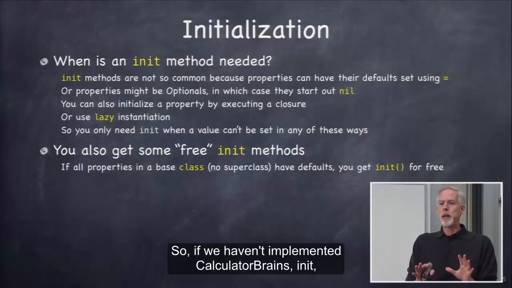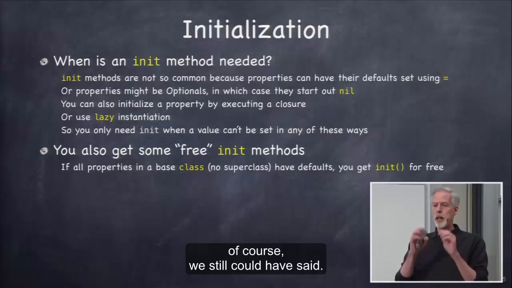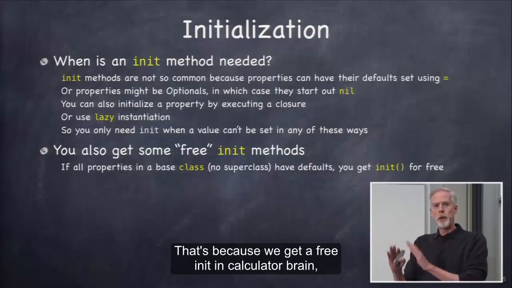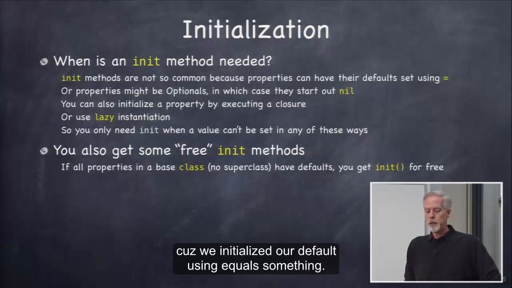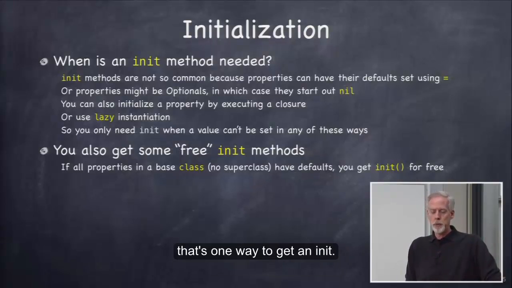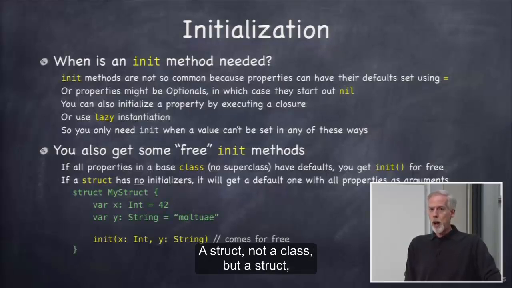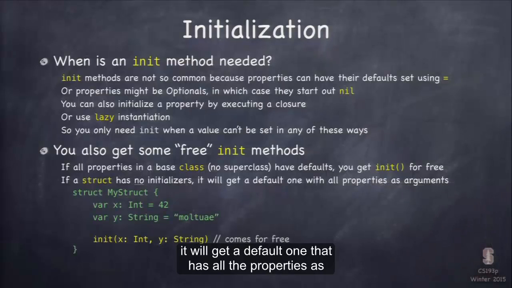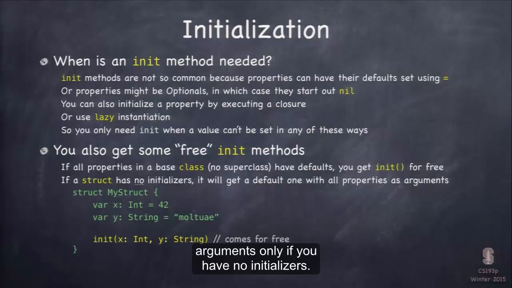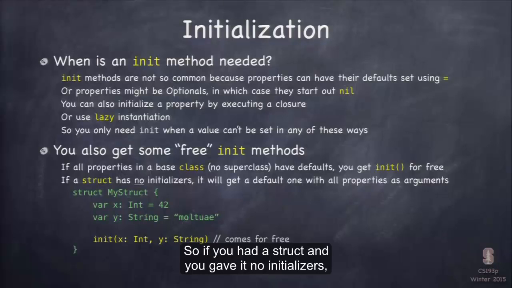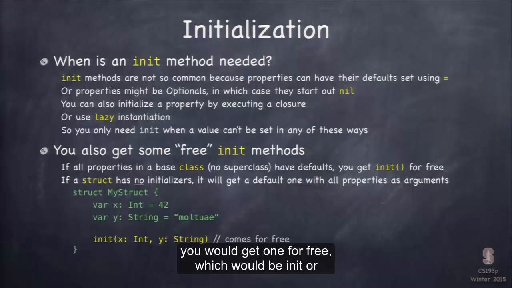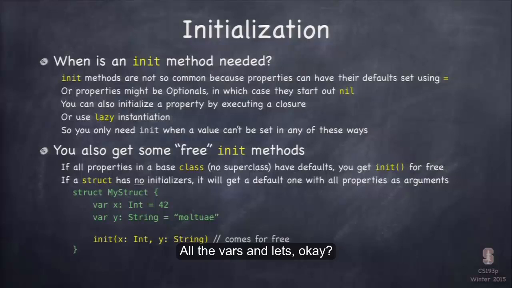So if we hadn't implemented calculator brain's init, of course we still could have said brain equals calculator brain parentheses. That's because we get a free init in calculator brain because we initialized all our defaults using equals something. So that's one way to get an init. A struct, not a class, will get a default one that has all the properties as arguments only if you have no initializers. So if you had a struct and you gave it no initializers, you would get one for free, which would be init, where all the arguments match all of the vars and lets you have.